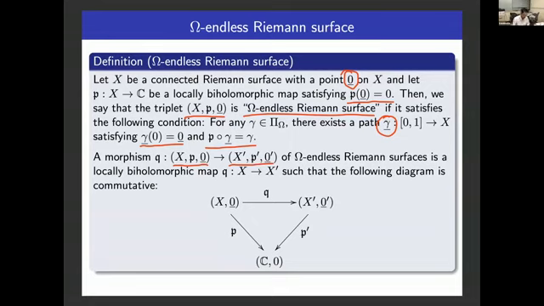So if a biholomorphic map, a locally biholomorphic map Q is given here, and if the diagram here is commutative, then we say that the morphism Q is a morphism of omega-endless Riemann surfaces. So in this way, we introduce omega-endless Riemann surface.